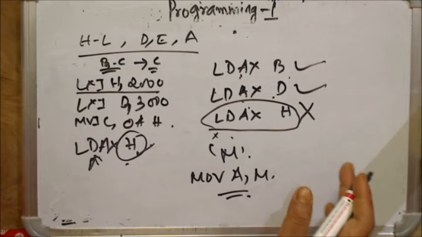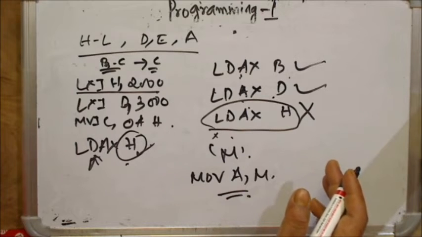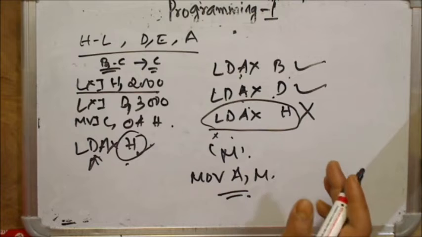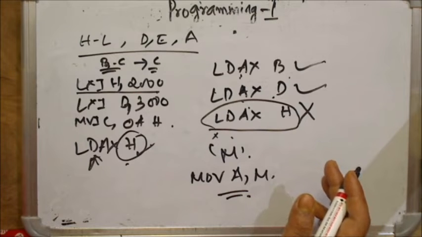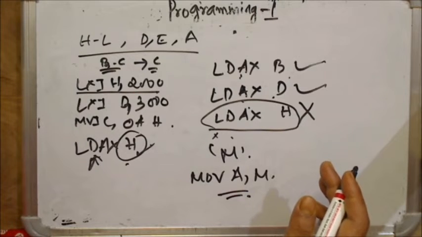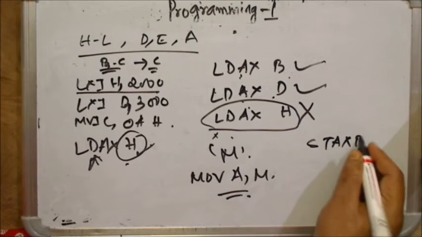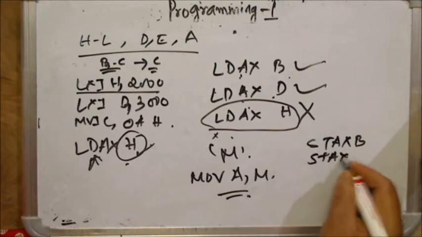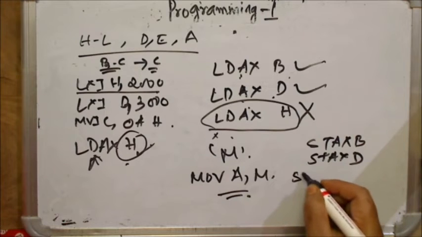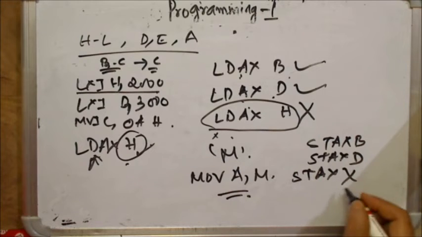Please tell me, did you understand this? Don't learn by heart, understand and write. You may experiment with HL pair, so I want that you should not make this mistake. So there is STAX B, similarly there is STAX D, but there is no STAX H.